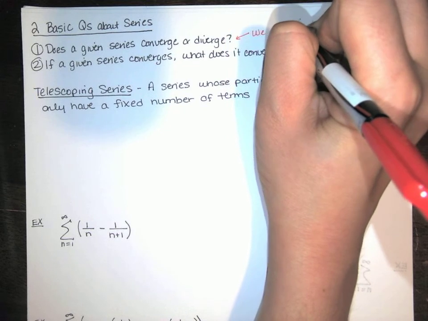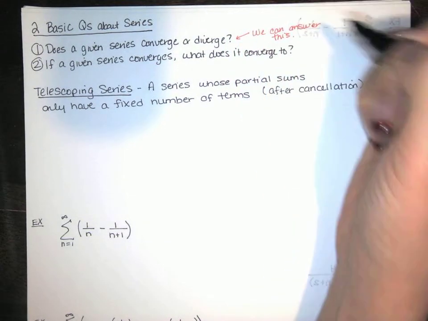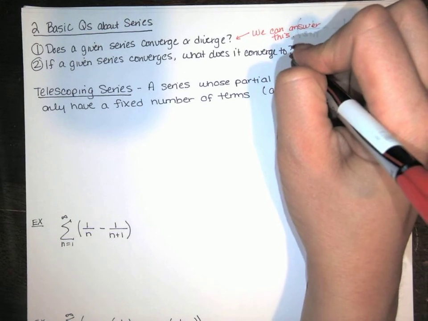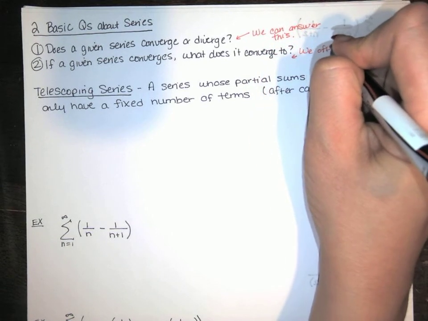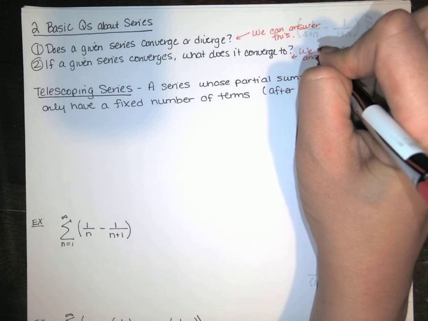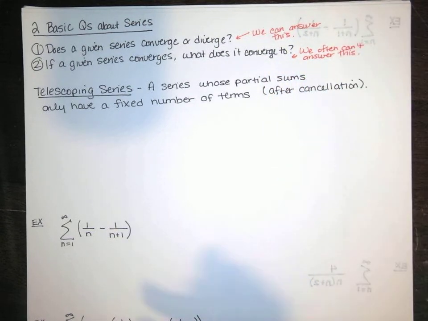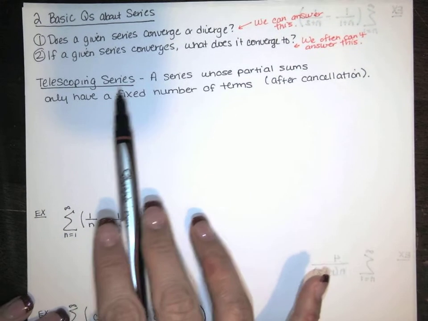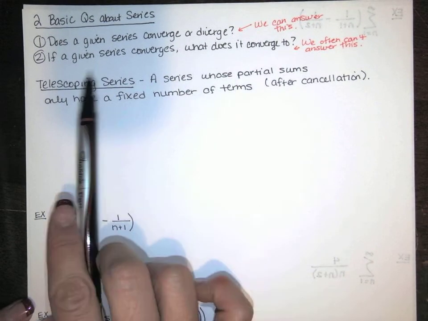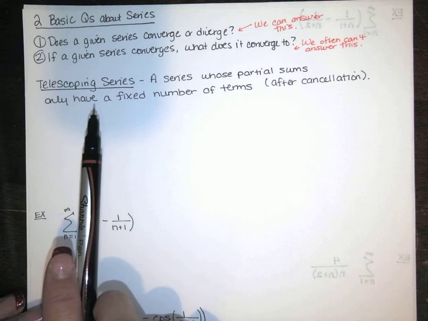Using a lot of the methods that we're going to study in the next few sections. We often can't answer this, at least not with the techniques that are taught in Calculus 2. But there are a few special series whose sums we can find, so that we can answer the second question. Telescoping series are one of those.